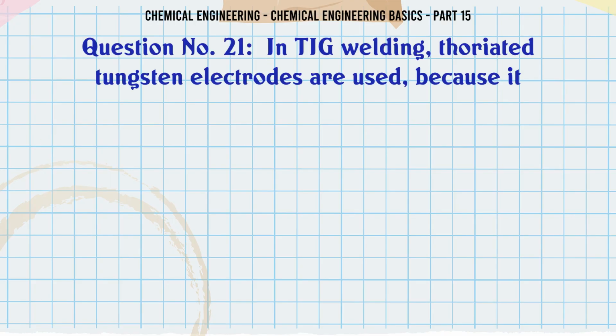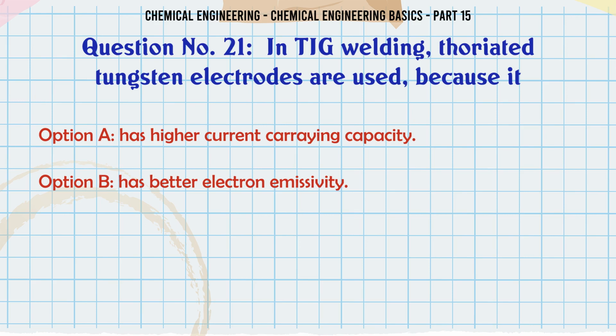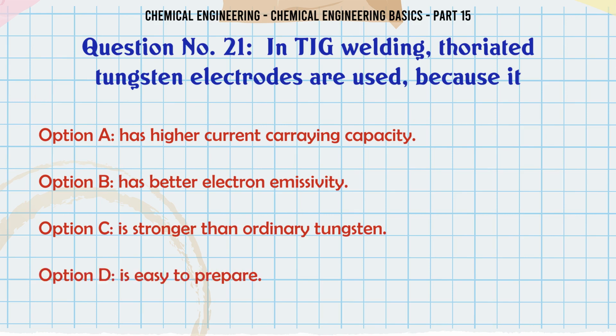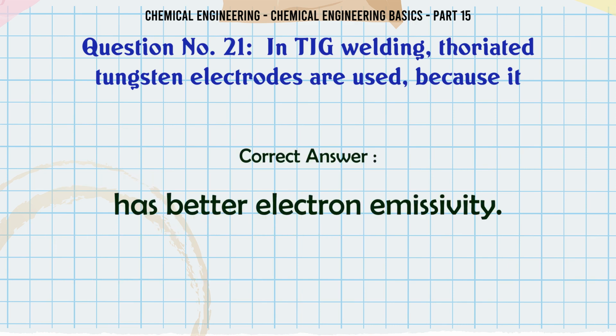In TIG welding, thoriated tungsten electrodes are used because it A. has higher current carrying capacity. B. has better electron emissivity. C. is stronger than ordinary tungsten. D. is easy to prepare. The correct answer is has better electron emissivity.